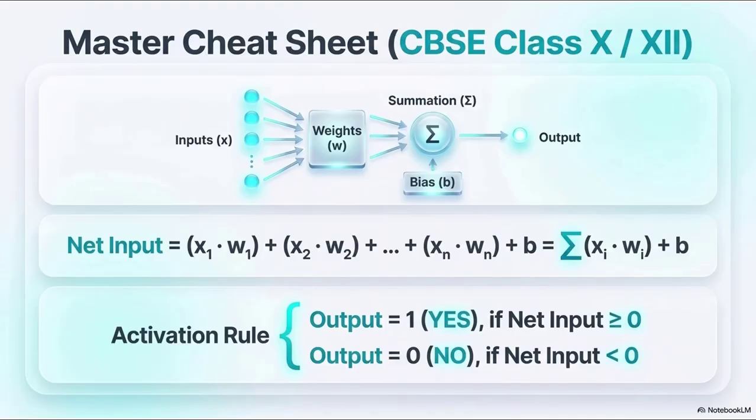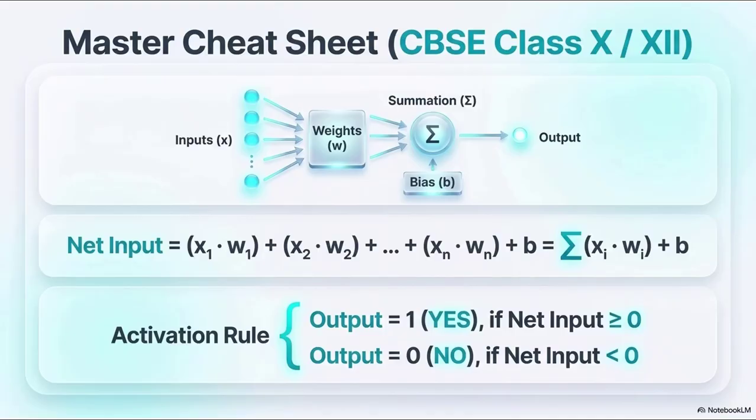So this is a small master cheat sheet for you. We have here input, weight, summation, and bias is added. The output is 1 if the net input is greater than or equal to 0, and the output becomes 0 if it is less than 0.